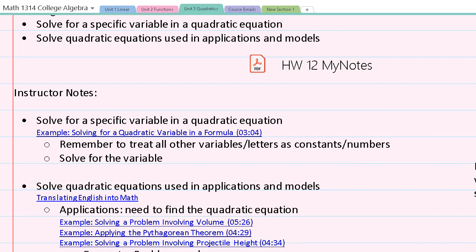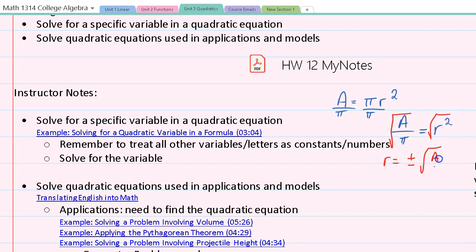Let's try an example. Let's say we have the area of a circle formula, A is equal to pi r squared, and we want to solve for r, the radius. First, we would divide both sides by pi and get A over pi is equal to r squared. Now we can use the square root property and take the square root of both sides and get r is equal to plus or minus the square root of A over pi.